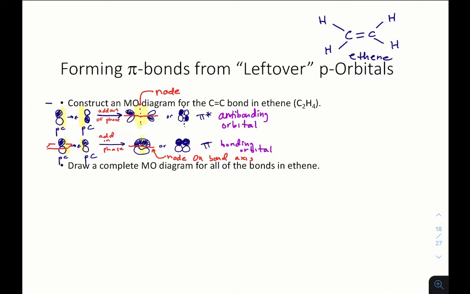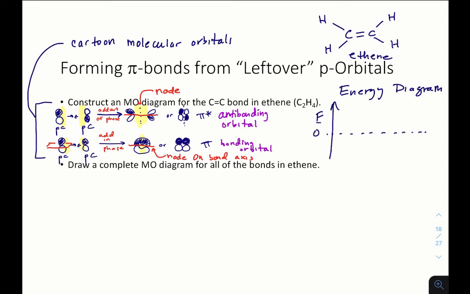Now that we've drawn the cartoon molecular orbitals that describe the molecular orbitals formed from the combination of two p orbitals, right? You combine two orbitals, you get two orbitals. We can draw now the energy diagram that describes their relative energies. So here's our zero energy. This would be the energy of a p orbital. The pi orbital is lower energy. The pi star, the antibonding orbital, is higher energy.